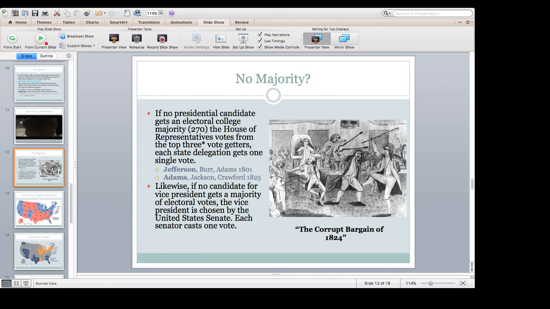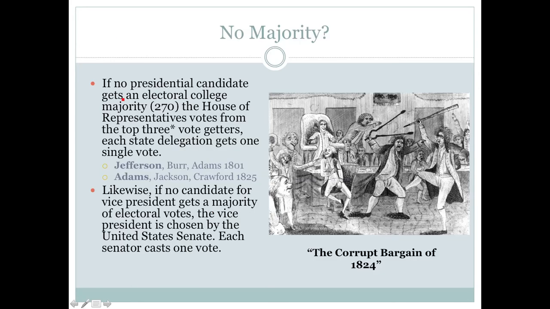Now, just a couple of other things that I wanted to cover. What if nobody gets 270? It's possible. Math is kind of funny, folks. Guess what? The House of Representatives gets to choose among the top 3 vote getters. And this has happened before in our nation's history. And the interesting thing is that the House can choose any of the top 3. It can even choose the one with the least amount of votes, which doesn't sound very democratic, does it?